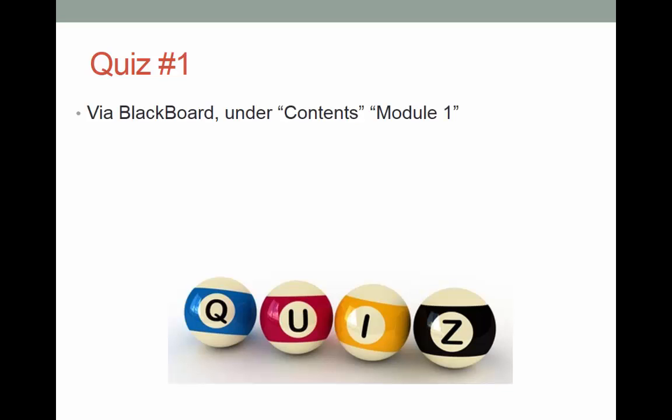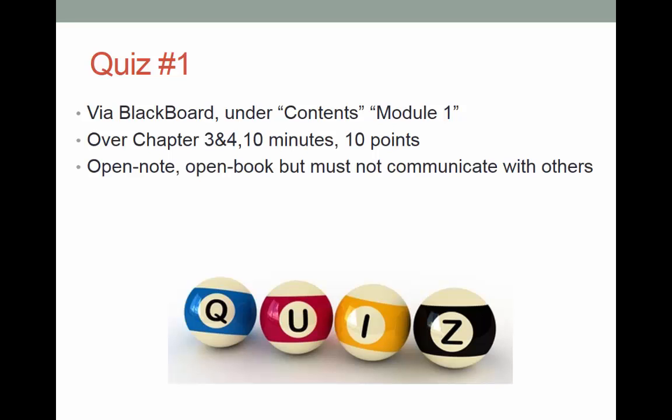Quiz number 1 is going to be available via Blackboard under Contents in Module 1. It's over Chapter 3 and 4. It's worth 10 points, and you will have 10 minutes to complete the quiz. It is open note and open book, but you cannot communicate with others during the quiz. The quiz will consist of multiple choice answers, short answers, and fill in the blank.